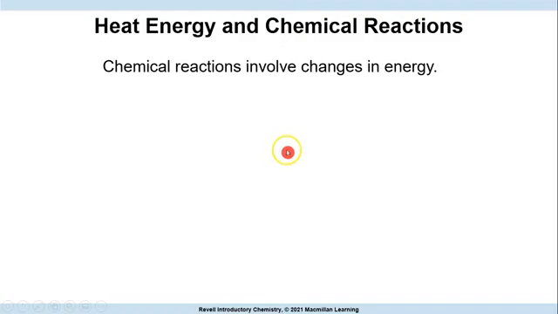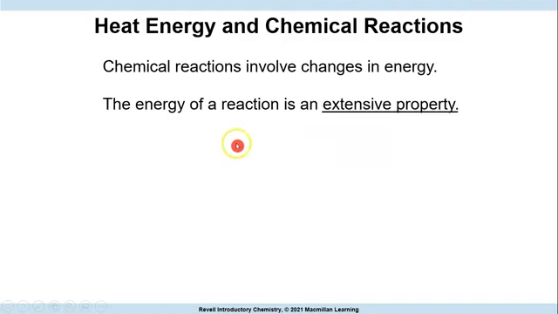Now let's look at the last part of this lecture, which is heat energy and chemical reactions. So chemical reactions involve changes in energy, and energy of a reaction is an extensive property. When we talk of an extensive property, we mean the property depends on the mass that is present. As opposed to intensive property, which does not depend on the amount of substance, extensive properties depend on the amount of substance. So the heat energy of a chemical reaction depends on the amount of mass that is present.